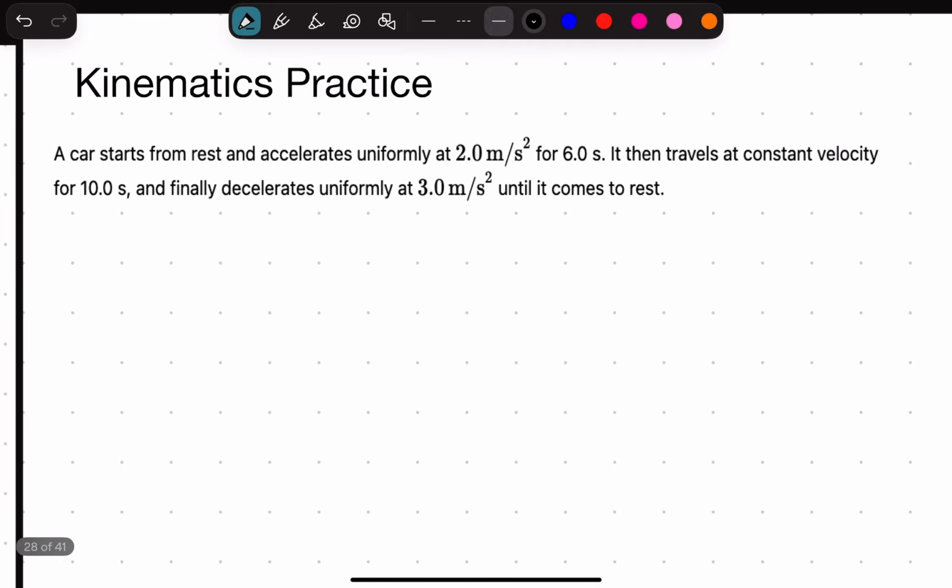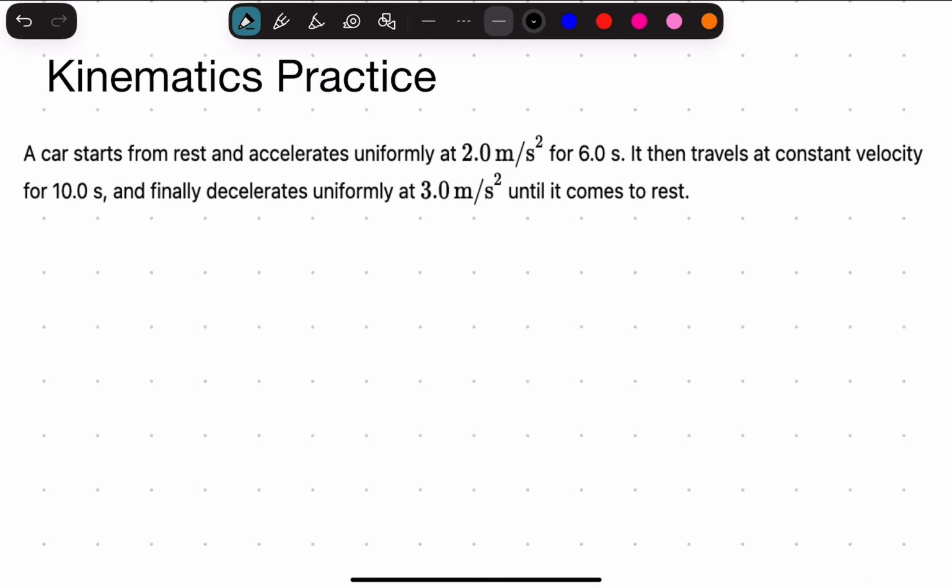In this video, we'll be solving kinematics practice problems. So let's start. A car starts from rest and accelerates uniformly at 2 meters per second squared for 6 seconds. It then travels at a constant velocity for 10 seconds and then finally decelerates uniformly at 3 meters per second squared until it comes to rest. So let's find the acceleration for this scenario.